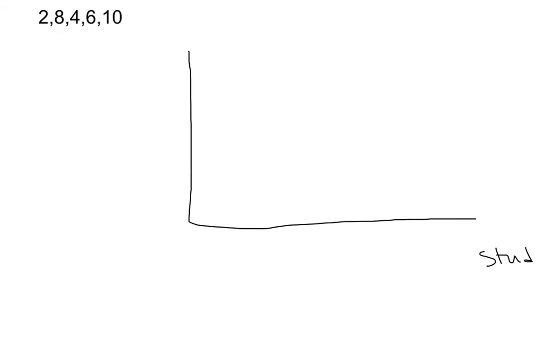Alright, so a bar graph. Let's say I have this set of data. I have 2, 8, 4, 6, and 10. These are going to be the number of candy bars that students brought. So I'm going to have my students down here. This is my x-axis. This is my y-axis. You'll need to know those when you get higher up in grades.